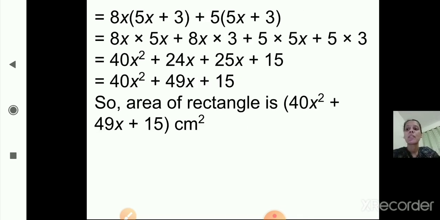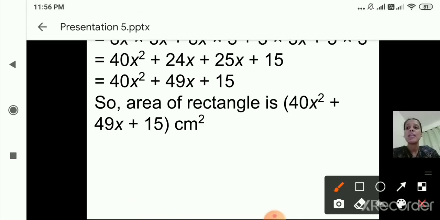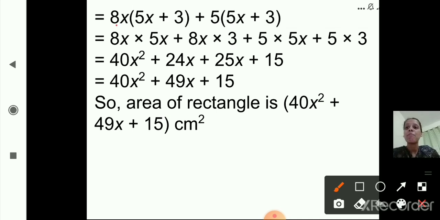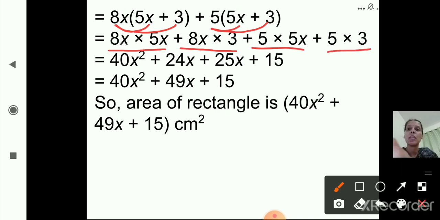Now 8x multiplied by 5x, and 8x multiplied by 3. So 8x multiplied by 5x plus 8x multiplied by 3. Now 5 multiplied by 5x, and 5 multiplied by 3. In between there is an addition sign. Here also it is addition. Now we will do the multiplication.